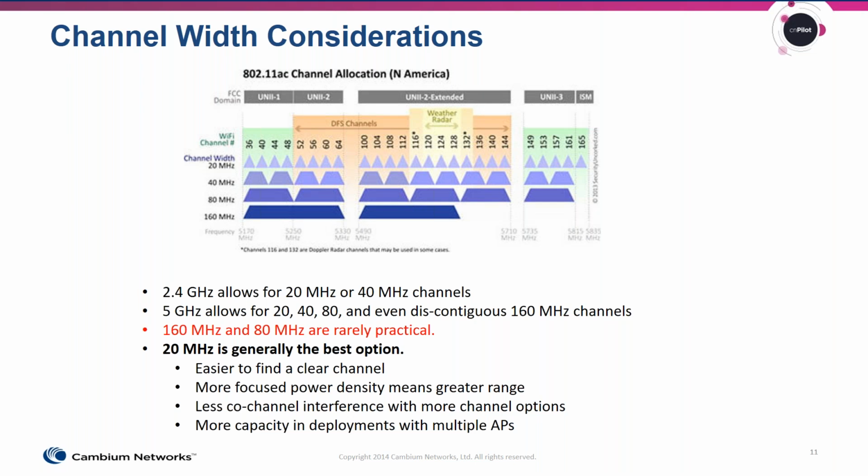It's easier to find a clear channel. There's more power density focused on that smaller channel than if we're in a wider channel, which means we actually have a slightly better range and, like I said, more capacity.